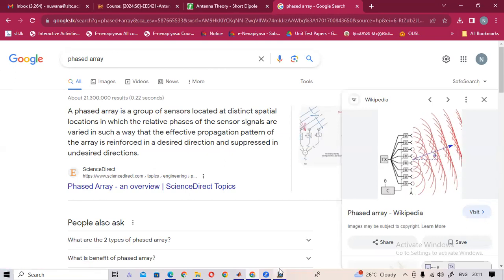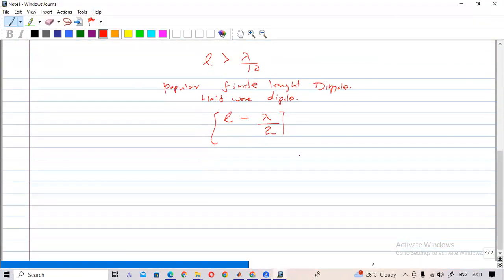I hope you can understand what I'm saying. We have a transmitter here, it is a signal generator. Now we take the signal generator and feed one antenna like this.